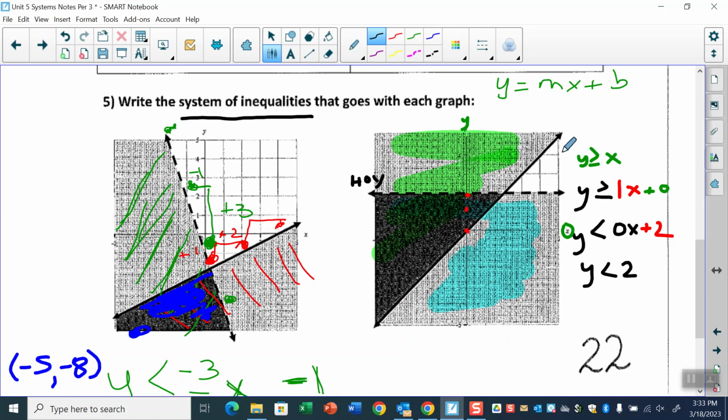Okay, and if you type in these two equations, y is greater than or equal to x, and y is less than 2, I'll box them. That's one equation for the solid line, and this is the other equation for the dashed line. If you type those in, it should look just like this picture here, so you can check yourself.